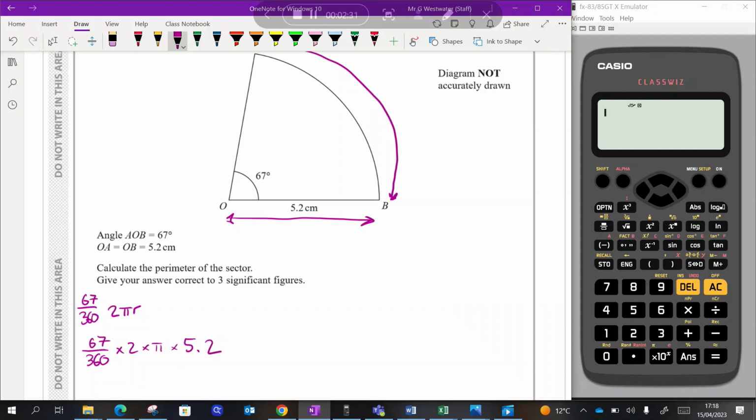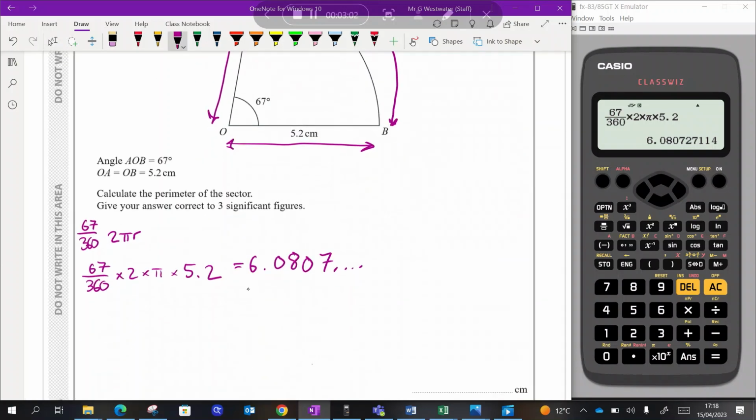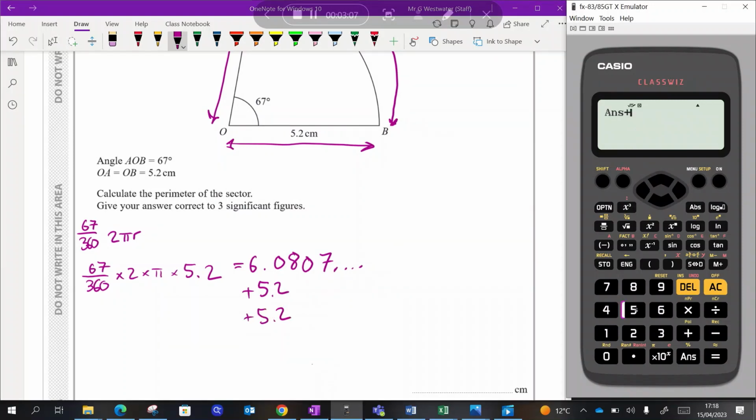So let's type that in on my calculator and see what we're left with. Times 2 times pi times 5.2, which is 6.0807... But this isn't the full answer here. I need the full perimeter. So this length, which is 6.08..., add 5.2, add this length. And this is just another radius, so this will be another 5.2. So if I take this, add 5.2, add another 5.2, I should get my total perimeter.